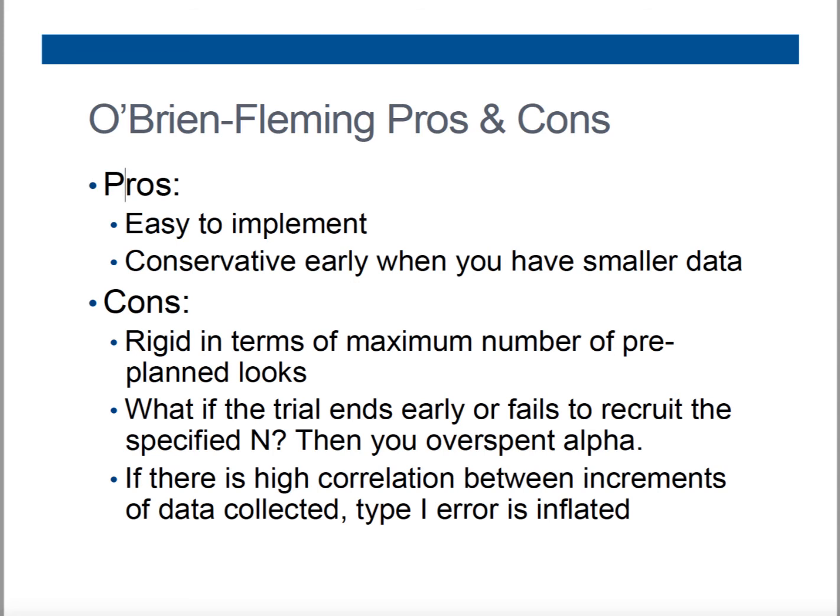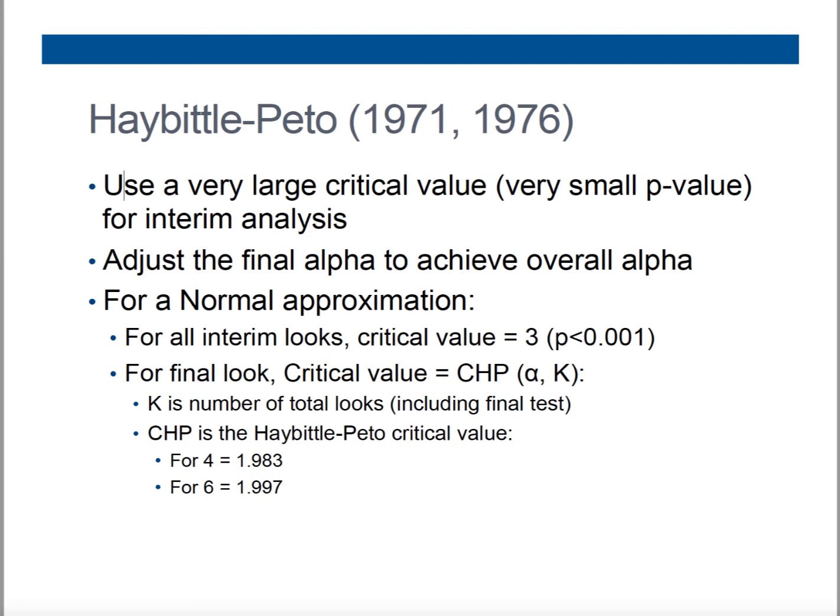They are, however, rigid in terms of the maximum number of pre-planned looks. So what if the trial ends early or fails to recruit the specified N? Then you have way overspent your alpha. Haybittle-Peto also came out in the 70s.